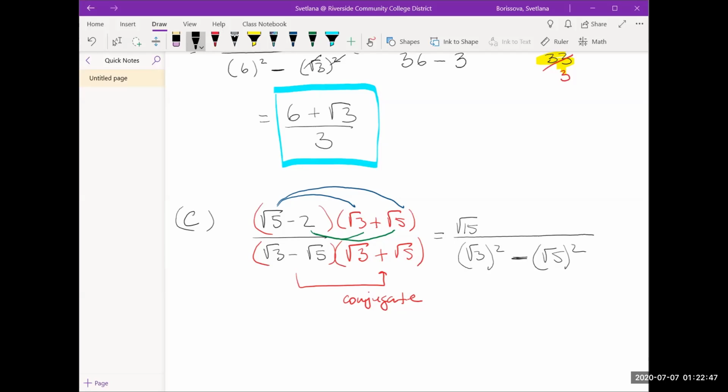Let me write this all out. Square root of 5 times square root of 3. Then it's plus square root of 5 times square root of 5. These are blue lines, blue arrows. Then I'm moving on to the green ones. So it's negative 2 times square root of 3, and then negative 2 times square root of 5, like that.